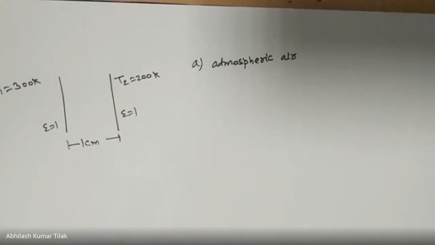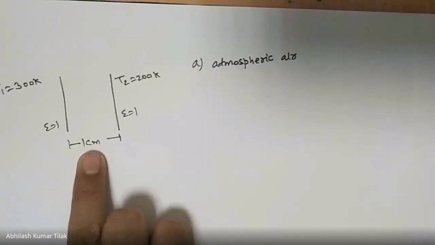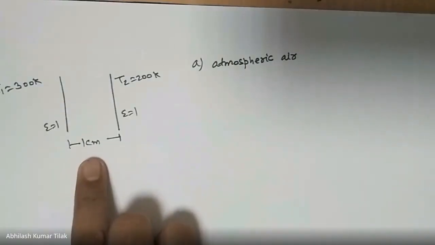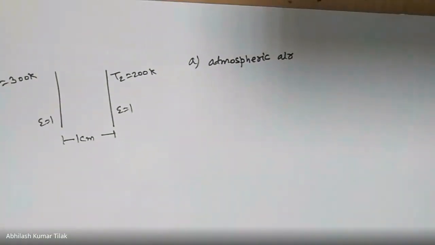Conduction is there, but convection is not possible. Why? Because convection is only possible when there is a bulk fluid motion. Is there a bulk fluid motion here? Is it mentioned that the fluid is moving? No. So when the fluid is not moving, there won't be any convection process.